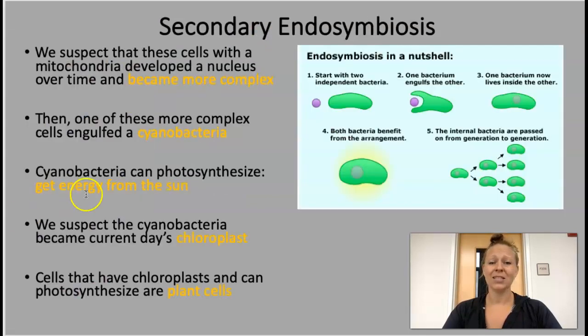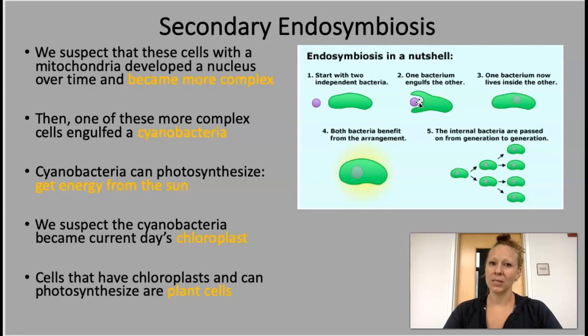Now let's look at our secondary endosymbiotic event. We suspect that one of these cells that already had a mitochondria and had a nucleus became more complex over time, and one day it engulfed a cyanobacteria. A cyanobacteria is a bacteria that can photosynthesize, which means obtain energy from the sun and use it to fuel itself. It is an autotroph, whereas the host cell was a heterotroph. It had to consume its food. So we suspect that the big heterotrophic cell engulfed the little autotrophic cell that could go through photosynthesis.